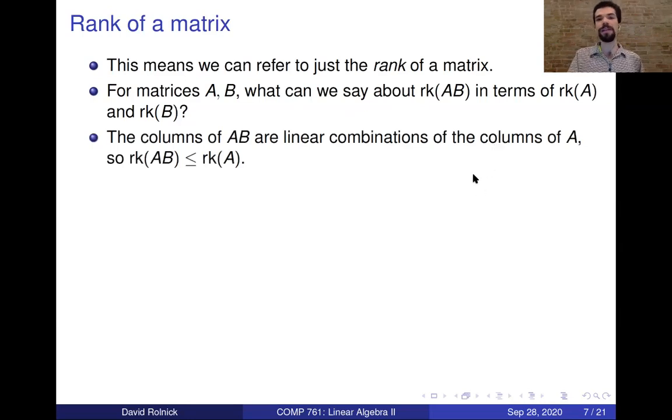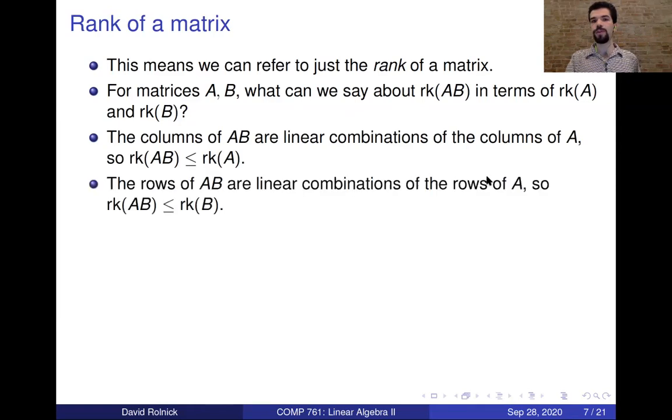The columns of AB are linear combinations of the columns of A. So the rank of AB is less than or equal to the rank of A. The rows of AB are linear combinations of the rows of A. So the rank of AB is less than or equal to the rank of B, too. That is some stuff that you can say. It's not necessarily true that you can add the ranks. In fact, in general, that will not be true. If A and B have rank n, then rank AB can be at most n.